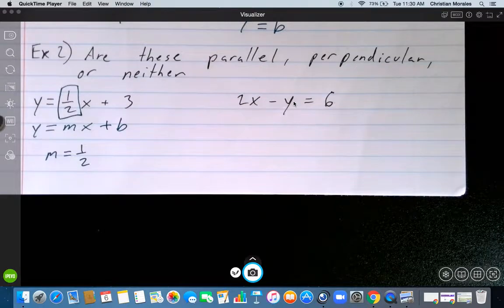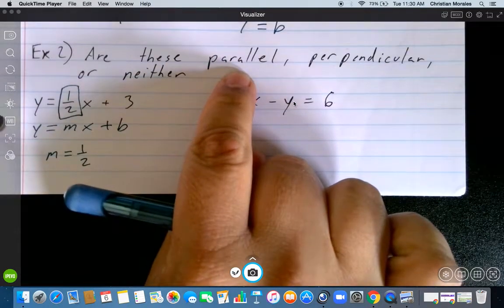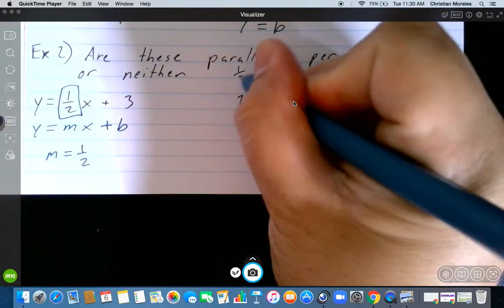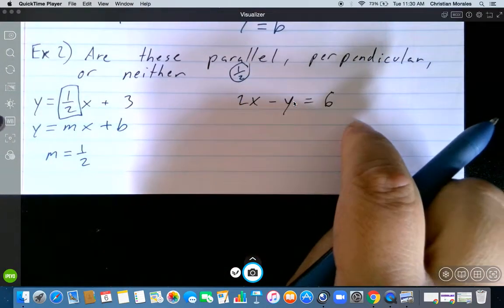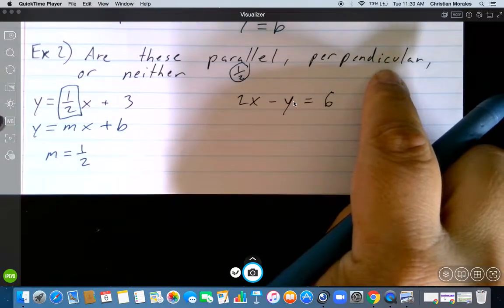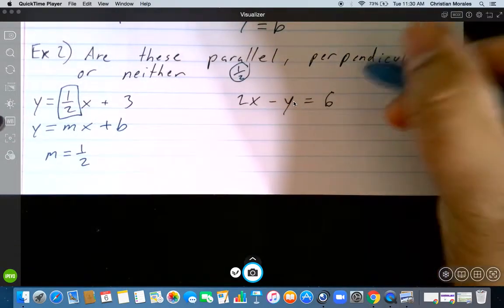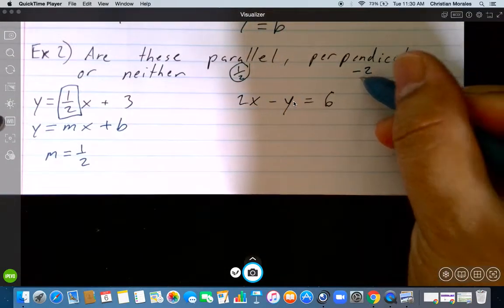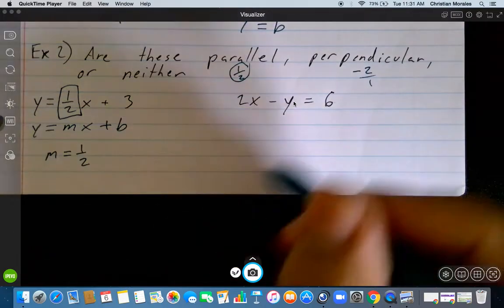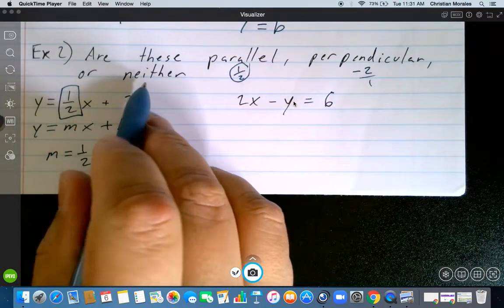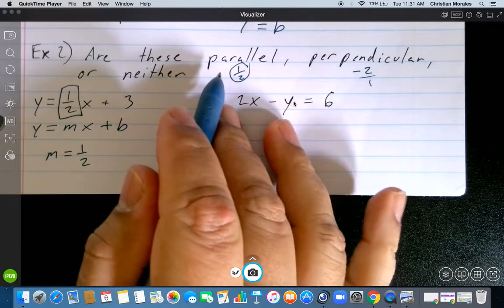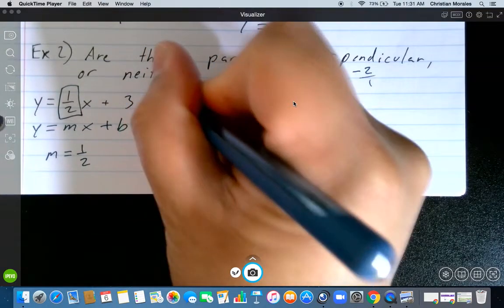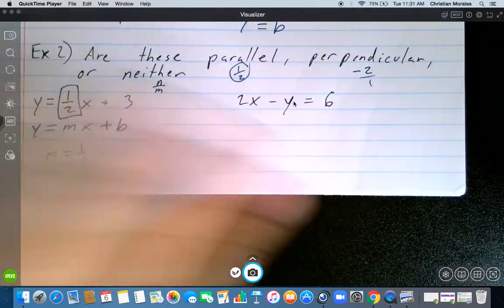Okay? So, if they're parallel, here's what I'm looking for. If they're parallel, the slope of this line will be exactly the same. It'll be 1/2. If they're perpendicular, it'll be the opposite reciprocal. It'll be a negative 2, or negative 2 over 1, either way. And if it's neither, it's something completely different. It's something else. It's not these two. If you get another slope, another number over another number, then it's neither.